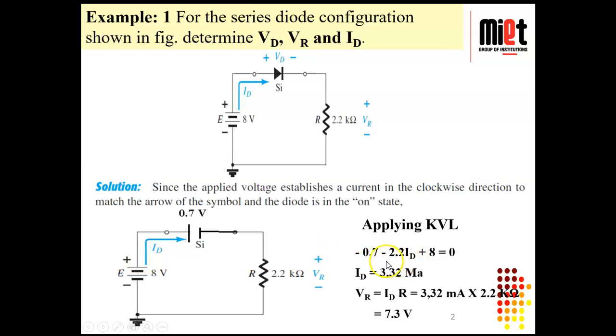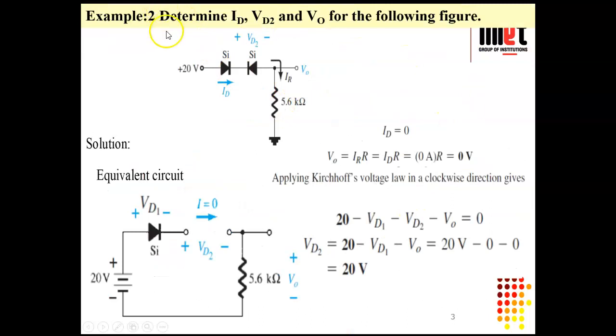Now we have to find ID, and ID equals 3.32 milliampere. This is your ID value, and VR equals R into ID, so from there we can calculate 7.3 volt. This is a very simple example in which a diode is connected in series with a resistor, and we calculated all the voltages and current. Let me start the next example.